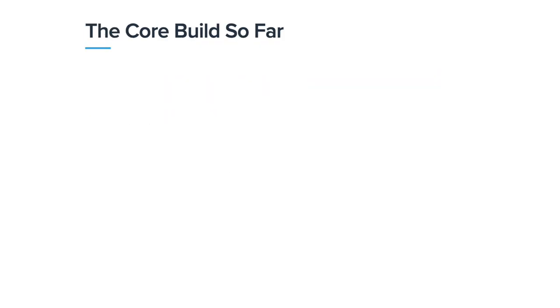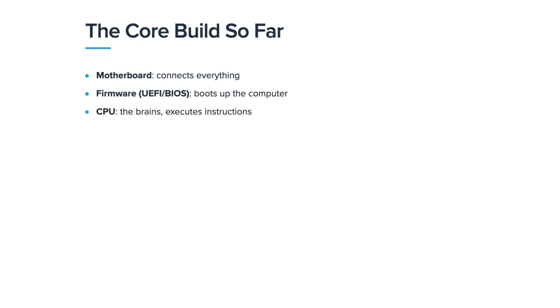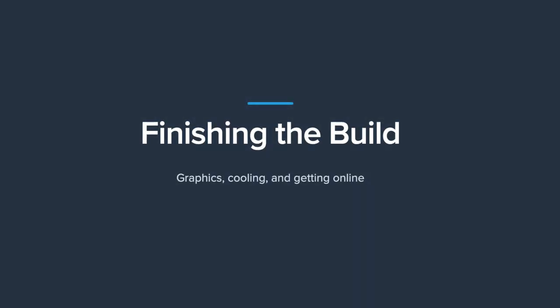All right, quick recap. So far, we've got the motherboard, which connects everything, firmware, which boots up the computer, CPU, or the brains that execute instructions, RAM, which is the short-term memory, and SSD, or a hard drive, which is the long-term storage. Well, that's a working computer right there, but we're not quite done yet. Time to finish the build. We need to add graphics, cooling, and we need to get online.